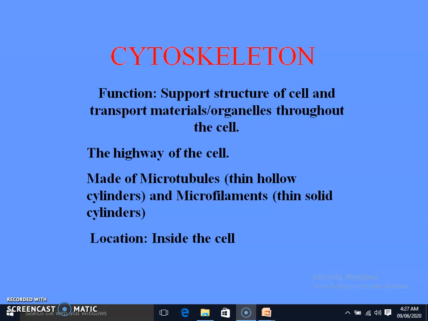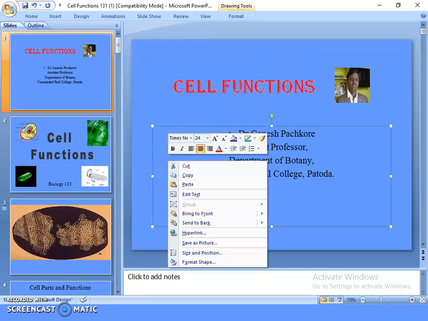Skeleton. The function of the skeleton is to support the structure of the cell and transport materials and organelles through the cell. The highway of the cell is made up of microtubules, thin hollow cylinders, and microfilaments, which are thin solid cylinders, present inside the cells.